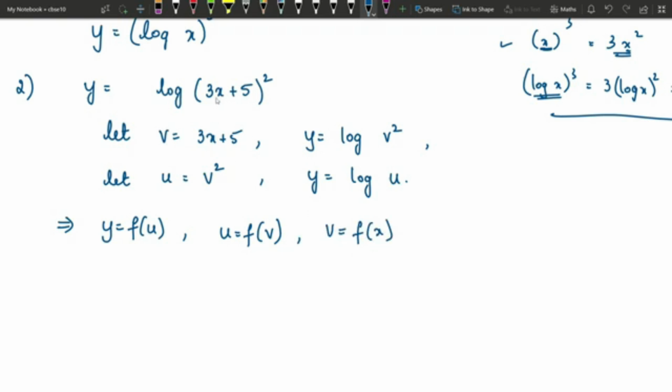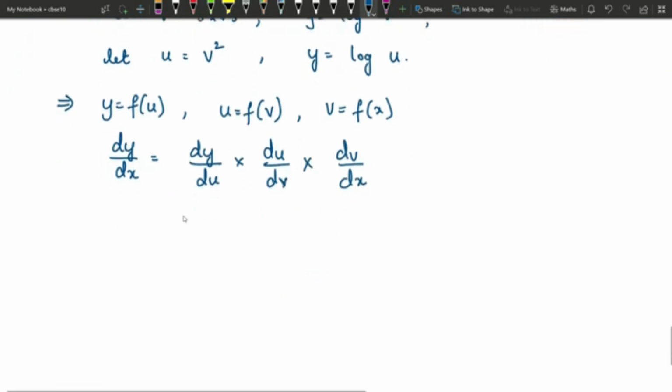What is given in the question? Log of (3x plus 5) whole square. You don't have u or v given in the question, therefore you have to differentiate y with respect to x. So this is called the extended chain rule. dy by dx is, first you have to differentiate y with respect to u, and then differentiate u with respect to v, then differentiate v with respect to x, which is a 3-step process. Okay, so we are not going to solve it this way. You can, but I'm not going to solve it this way.